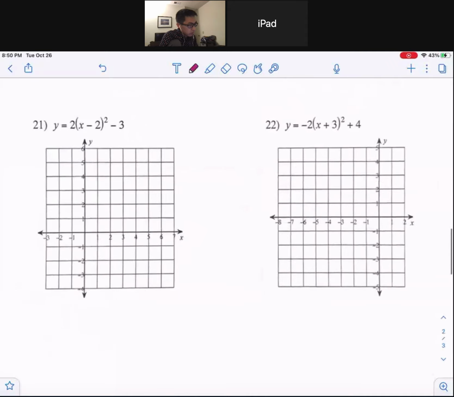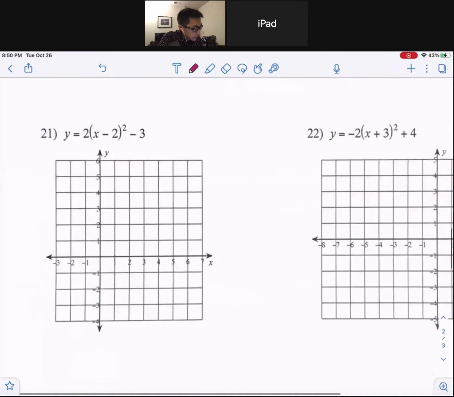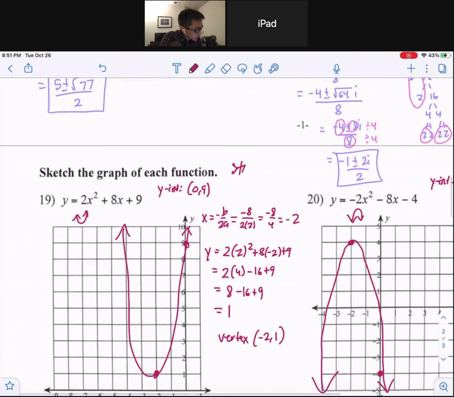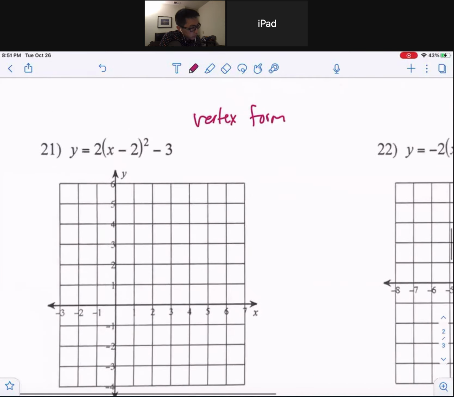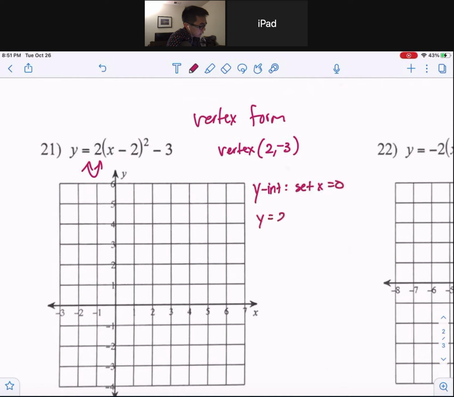Okay. 21 and 22. This is vertex form, you guys. The above ones, you guys, these are standard form. So, vertex form. Your guys' vertex is the opposite of this and the same for that. So your guys' vertex is 2, -3. Since a is positive, you guys know this opens up. Now to find your guys' y-intercept, again, you guys gotta set x equals to 0. So everywhere you guys see an x, it now becomes a 0, and you guys just simplify.